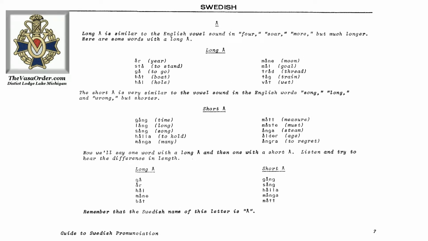O. Long O is similar to the English vowel sound in for, sore, more, but much longer. Here are some of the words with a long O. Long O. År. Måne. Stå. Mål. Gå. Tråd. Båt. Tåg. Hål. Våt.